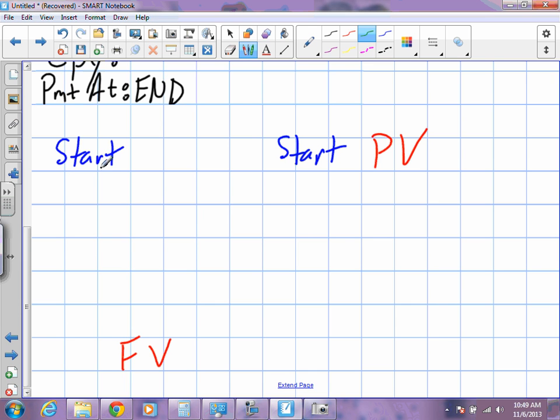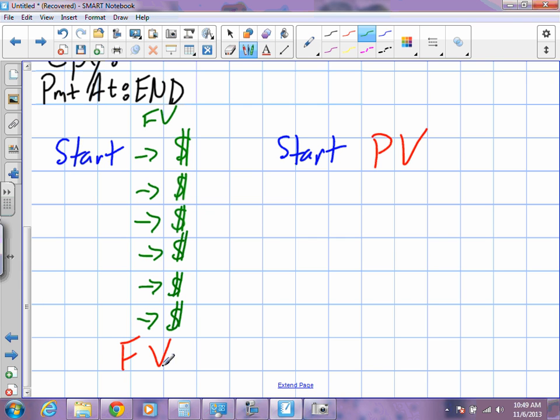In our timeline, we're investing money if we're in future value. We're constantly putting an amount in, so we'll use this arrow for in, and we put money in over and over again. And at the end of everything, we're left with an amount, which means in the future, how much money will we have?